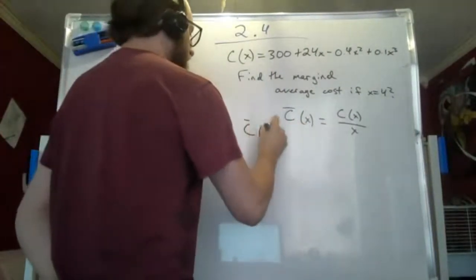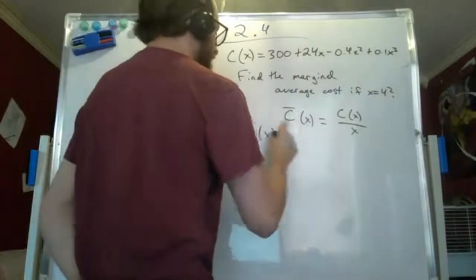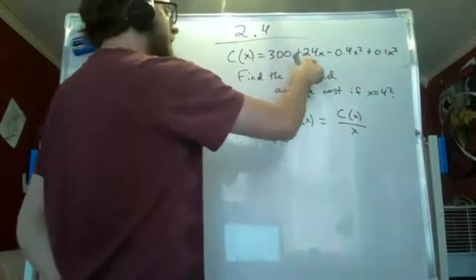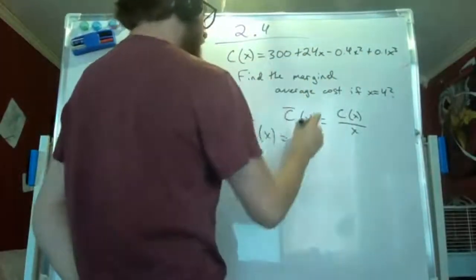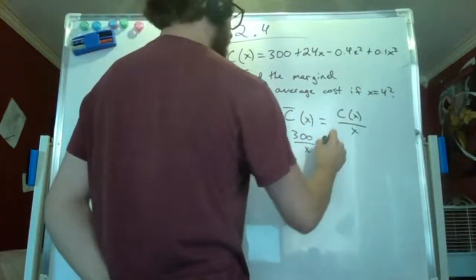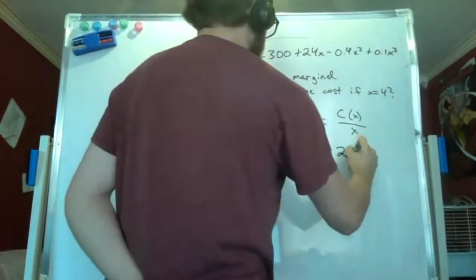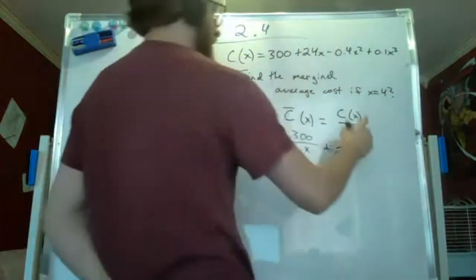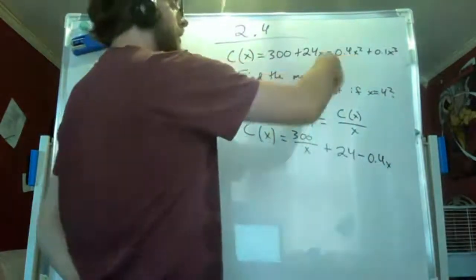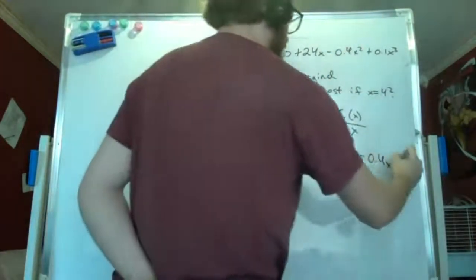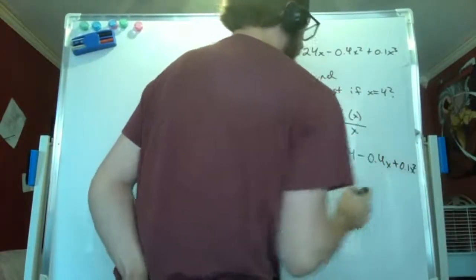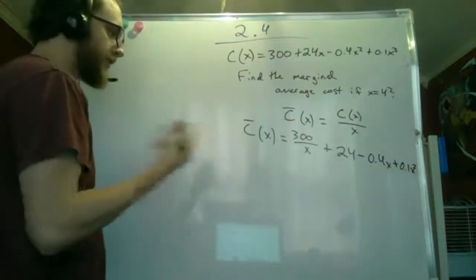So C bar of x is equal to, and I'm just going to divide x into each of these terms, one at a time, in the cost function. So with the first guy, I'm going to have 300 divided by x plus 24, the x's cancel there, minus 0.4x. We have an x squared, so when I divide by x, I have 1 left over. And then plus 0.1x squared. So there's our cost function.